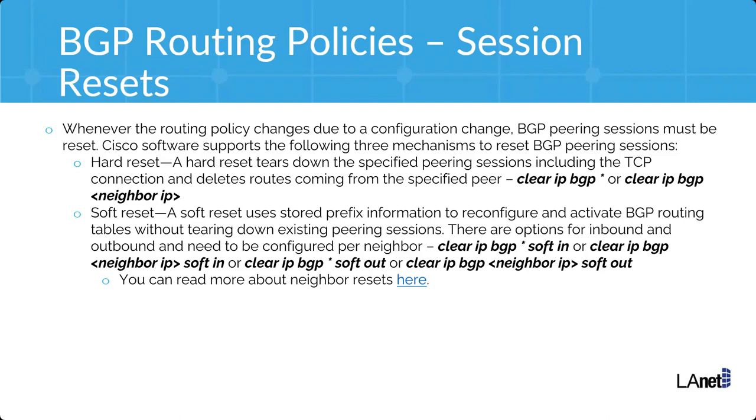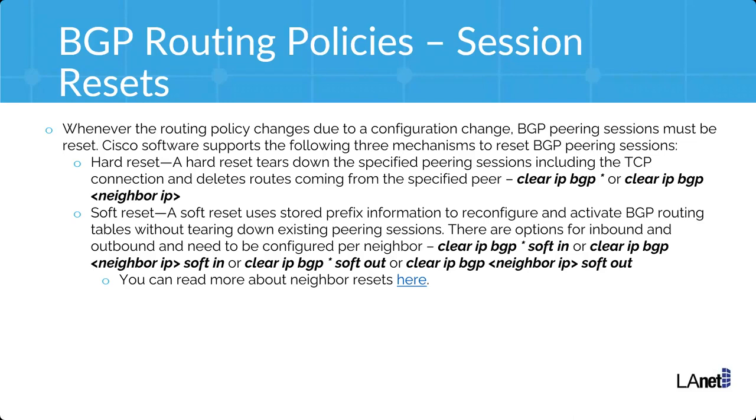However, BGP does not dynamically update those policies. There's exceptions to this, but if you want these policies to take effect, you have to clear the neighbor, right? And there's 2 ways to clear a neighbor. You can do a hard reset or a soft reset. The hard reset was what I did in my lab earlier, right? Clear IP BGP star, or clear IP BGP and put in a single neighbor IP address.